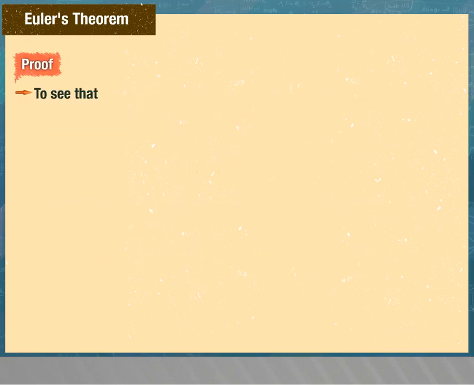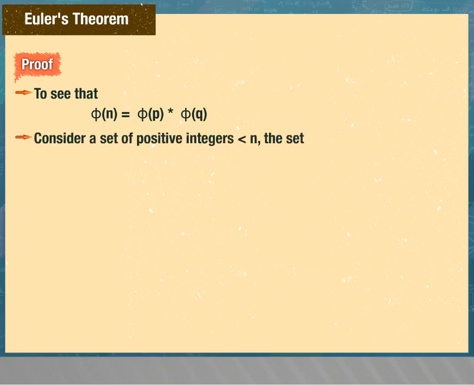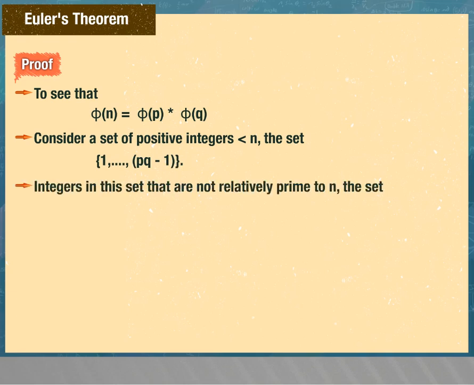Proof. To see that phi of n is equal to phi of p into phi of q, consider the set of positive integers less than n. The set is 1 and so on up to pq minus 1. Integers in this set that are not relatively prime to n.